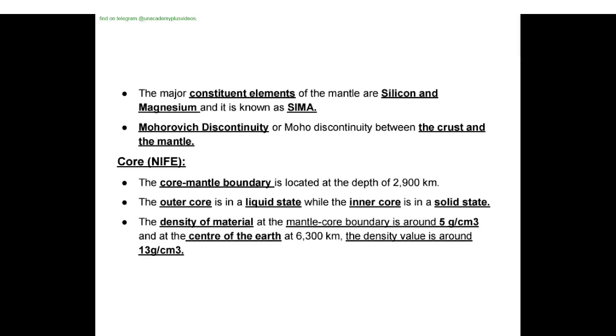Core. The code word is Nife. The core-mantle boundary is located at a depth of 2,900 kilometers. The outer core is in a liquid state while the inner core is in a solid state. The density of material at the mantle-core boundary is around 5 grams per cubic centimeter, and at the center of the Earth at 6,300 kilometers, the density is around 13 grams per cubic centimeter.